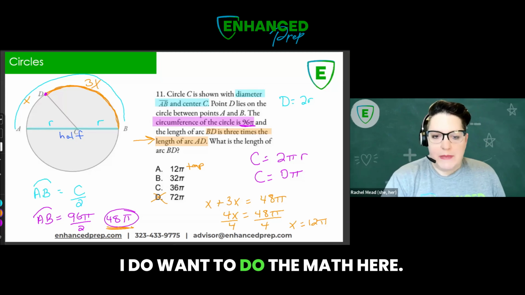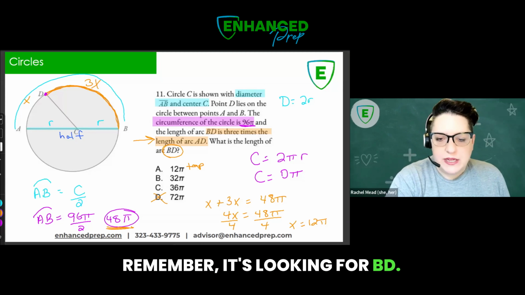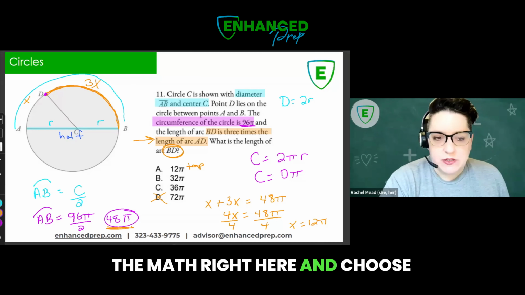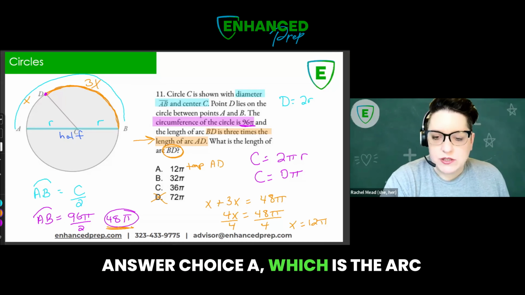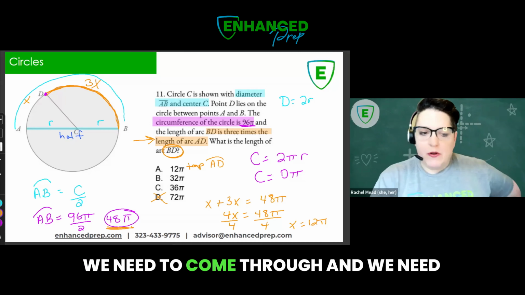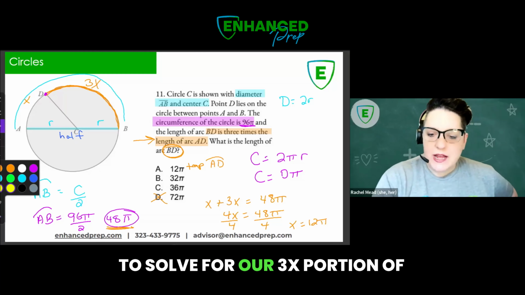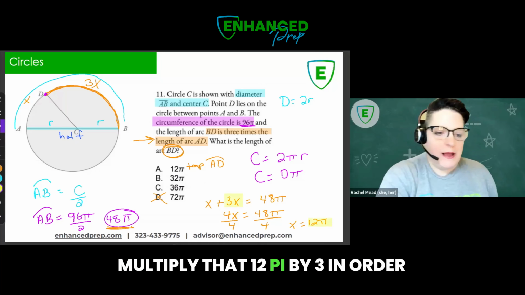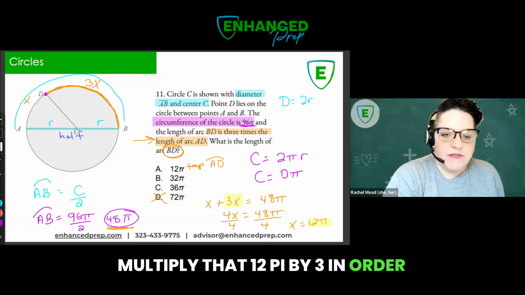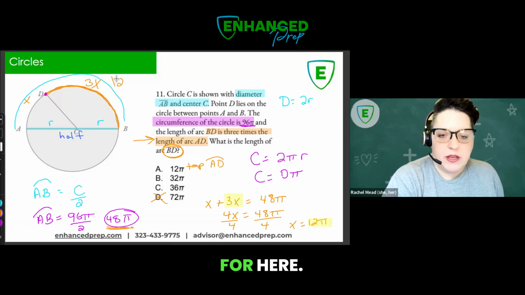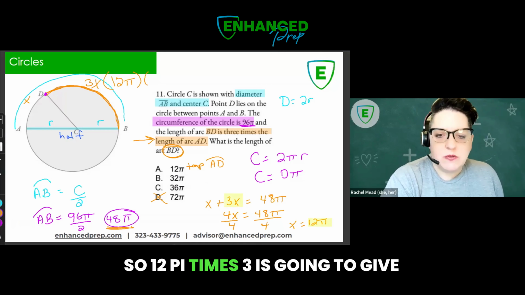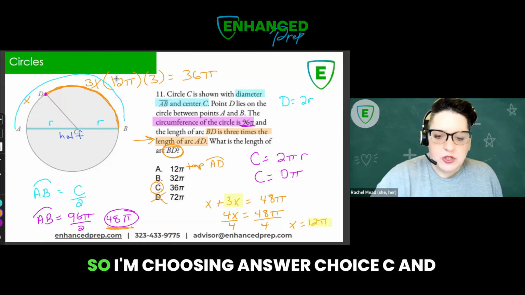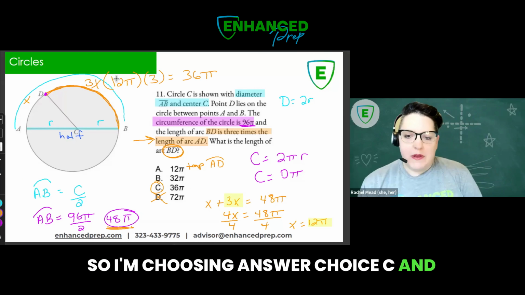I do want to do the math here. Remember, it's looking for BD. I would hate to have you do all of the math right here and choose answer choice A, which is the arc of AD. We need to solve for our 3X portion of this, which means I'm going to multiply that 12 pi by 3 in order to find just the part I'm looking for. So 12 pi times 3 is going to give me a total of 36 pi. So I'm choosing answer choice C and moving on.